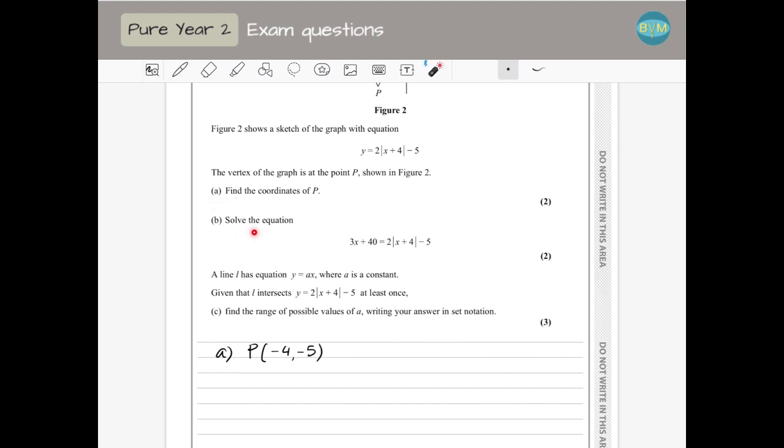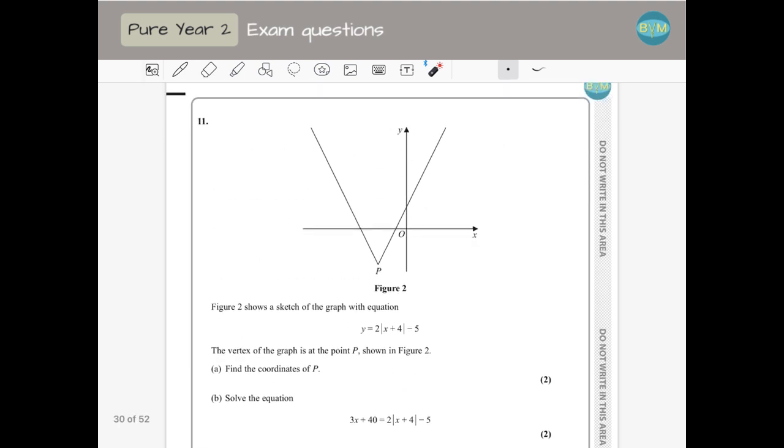That's part A. Now solve the equation. We have our modulus function and then a straight line. Remember, to solve these types of equations, we are going to take the positive version of this and the negative version, and then find the 2 points of intersection. This function here is a line. The y-intercept will be 40. So I have a line doing this.